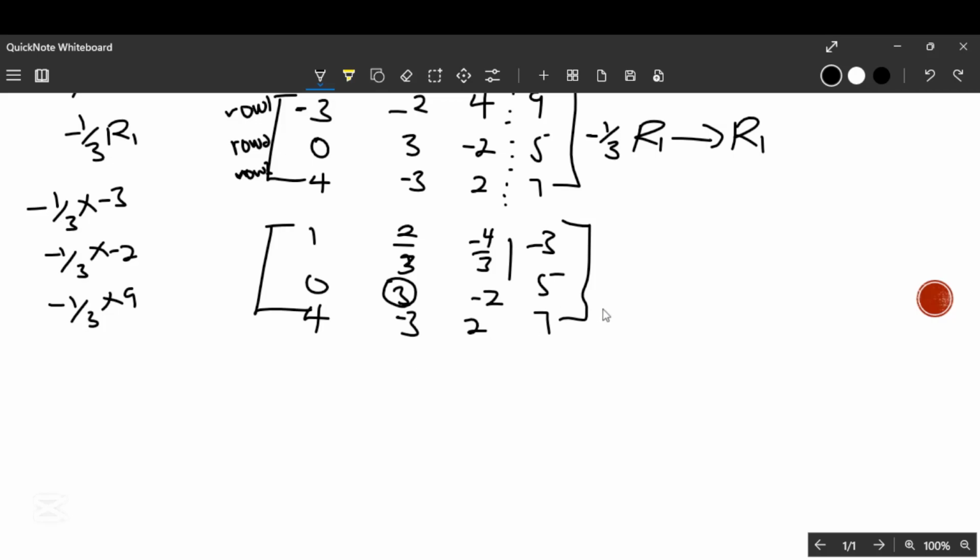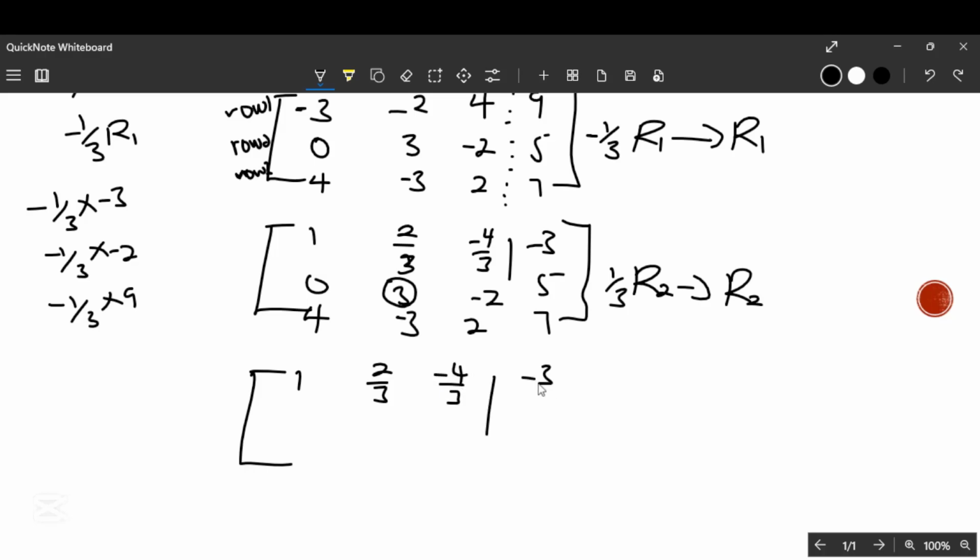Okay. Now let's say we take 1 on 3 of row 2, and we write the results at row 2. Then we are going to have this first part to be 1. So 1 on 3 times all the elements or entries of row 2. So 1 on 3 times 0 gives us 0. So we are going to have 1, 2 on 3, negative 4 on 3, negative 3.